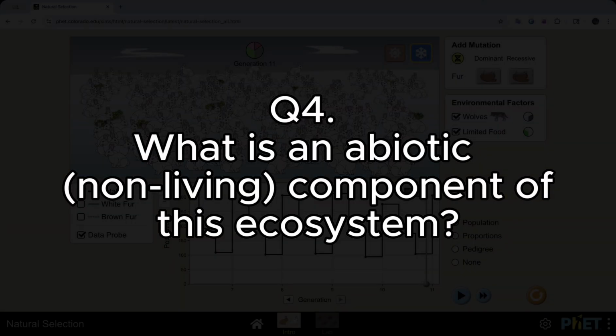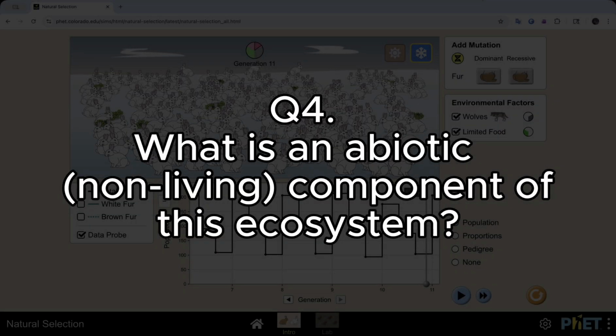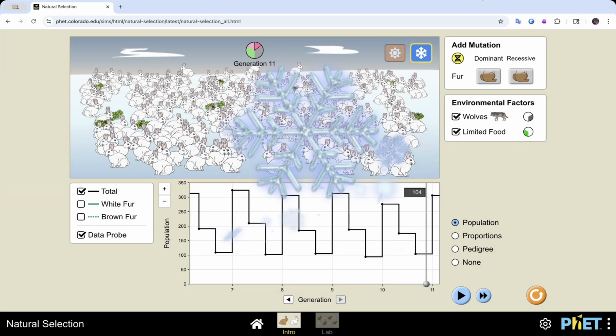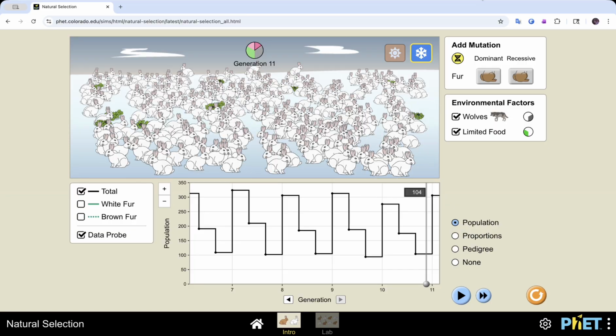Now here is our fourth question. What is an abiotic or non-living component of this ecosystem? Look around the simulation. The snow and ice in the Arctic environment are great examples of abiotic factors. They are non-living parts of the ecosystem that still affect how the population survives and behaves.